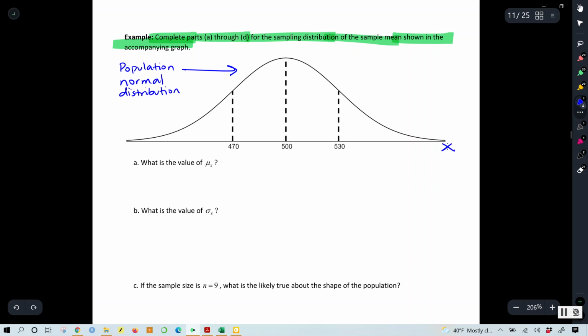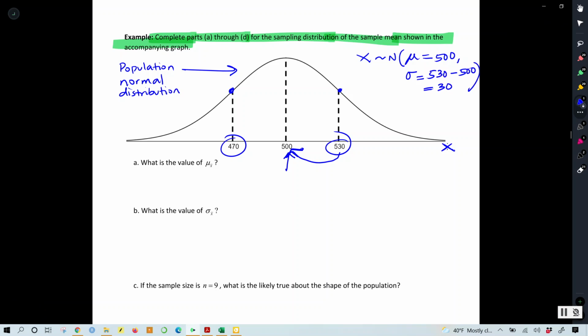So I'm going to let that be X. So my X here has the normal distribution with a mean of the center value, 500, and a standard deviation of, for the population standard deviation, you can see the markers here. These are the points of inflection. So the population standard deviation here is 530 minus the previous value, 530 minus 500, that is equal to 30. So we have the mean of 500 and the standard deviation of the population equal to 30.